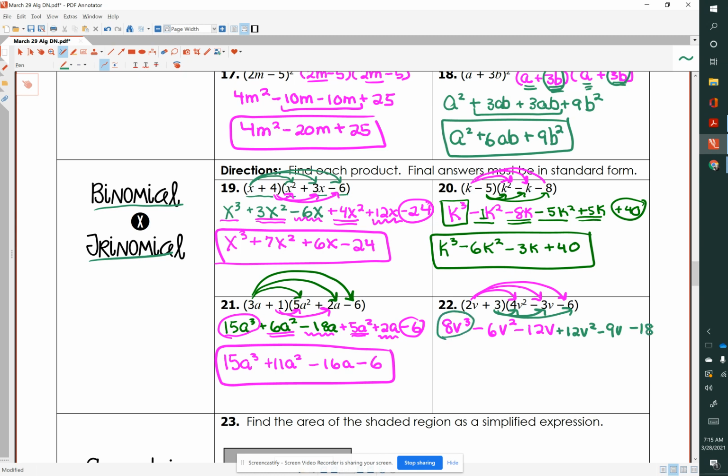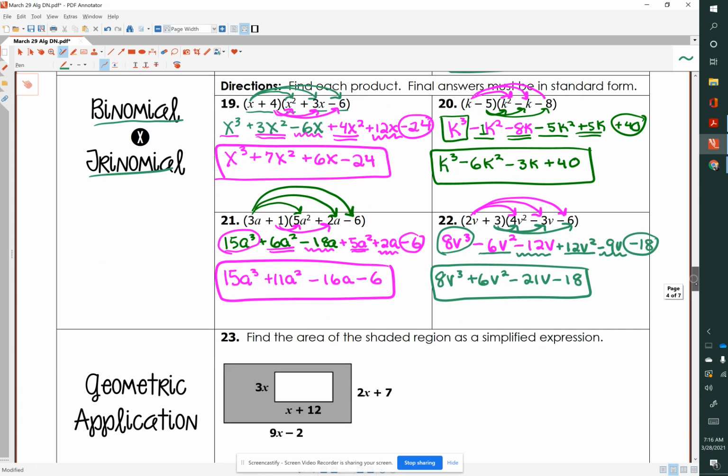So we'll start with our 8v to the third. We can combine negative 6v squared with positive 12v squared to give us a positive 6v squared. We can combine negative 12v minus 9v for negative 21v. And then we have our constant of negative 18.